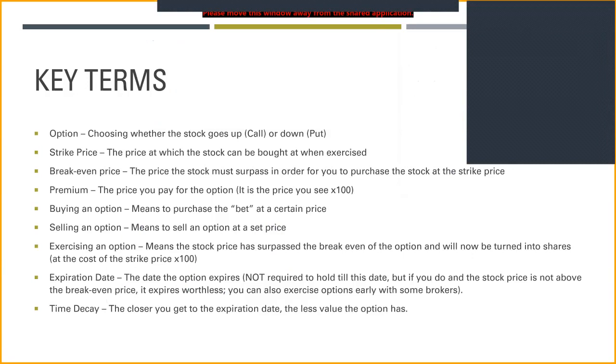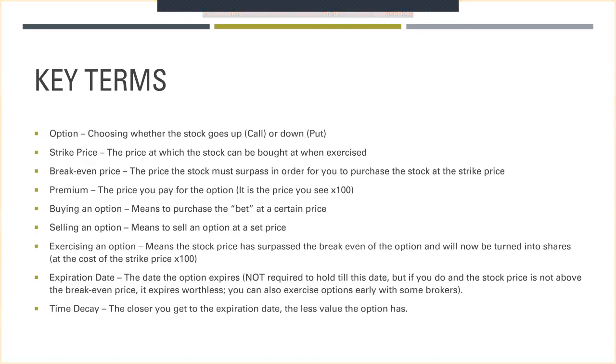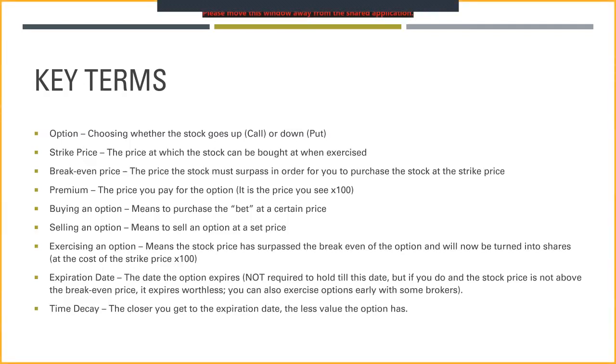The break-even price is the price the stock must surpass in order for you to purchase the stock at the strike price. What that means is, by the expiration date, right? The expiration date is the date the option expires. So when you go into your option, you choose whether it's August 21st, whatever it is, you choose your expiration date. And what that means is that by that day, if the option is not above the break-even price, it expires worthless. You lose all the money you put in.